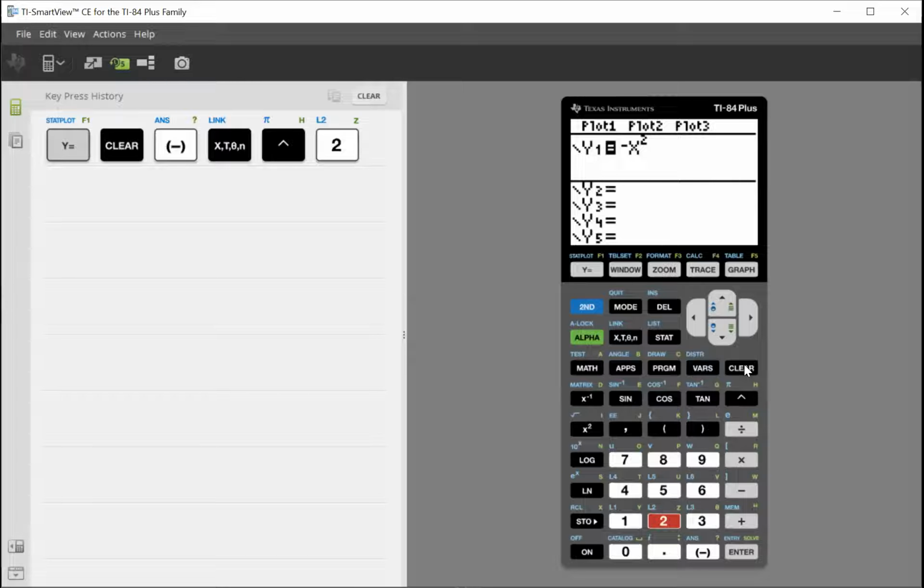But notice also, I'm gonna clear that. You could come down here and go negative, grab the x. Over here on the left side, you see an x squared button. If you click that, that'll square it also.